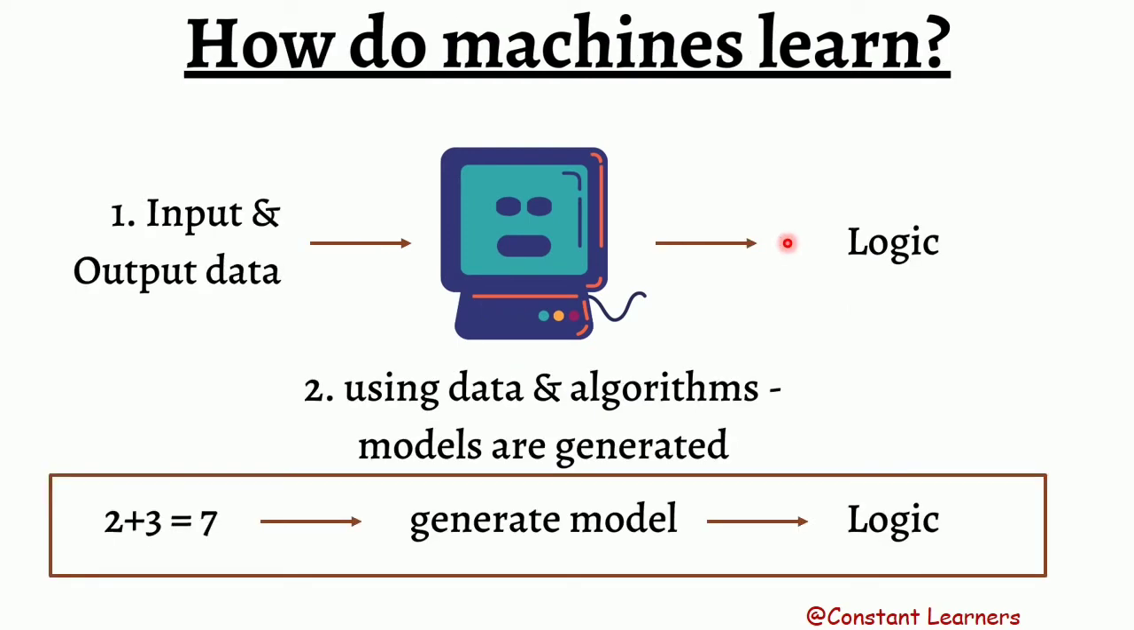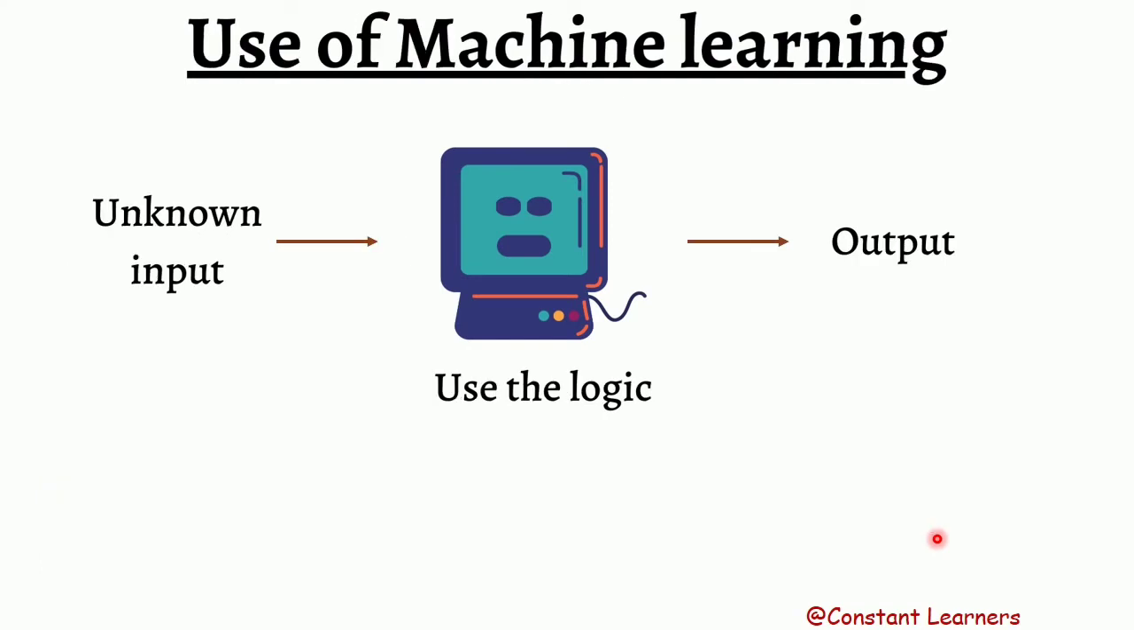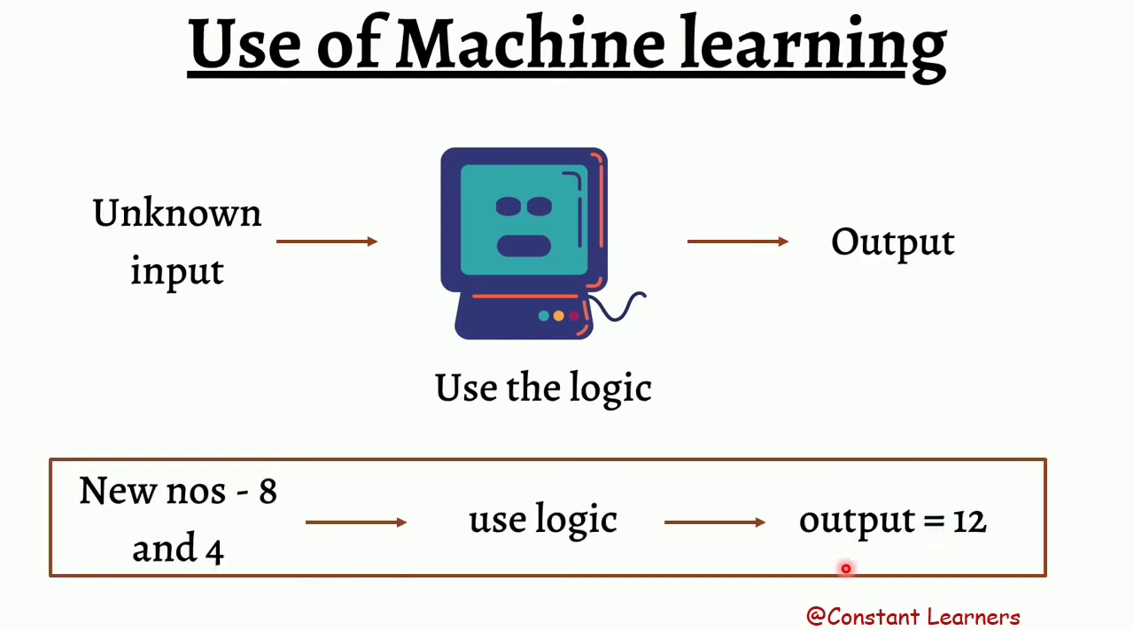Okay, so here in this slide, first we are feeding it with the input and output data. Then this data and some algorithm is used to generate the models, and the computer uses this model to create its own logic. So once the logic has been created, what happens? The computer, when fed with unknown data, uses this logic to generate the required output. So now the computer will know what operation has to be performed and what output has to be generated.